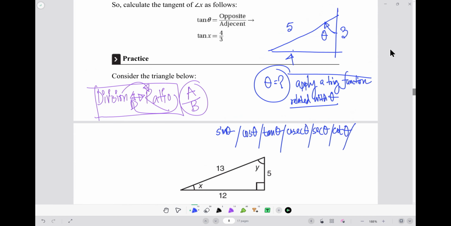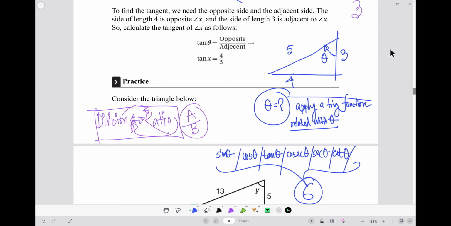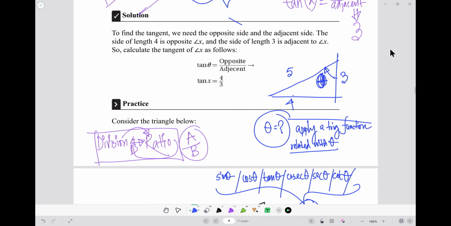We can take 6 different functions for this very angle theta, but we don't need to make such a complicated situation. We can do it very simply. Think about the tangent function. The tangent function for this angle theta becomes the opposite side divided by the adjacent side, because you just need to memorize.